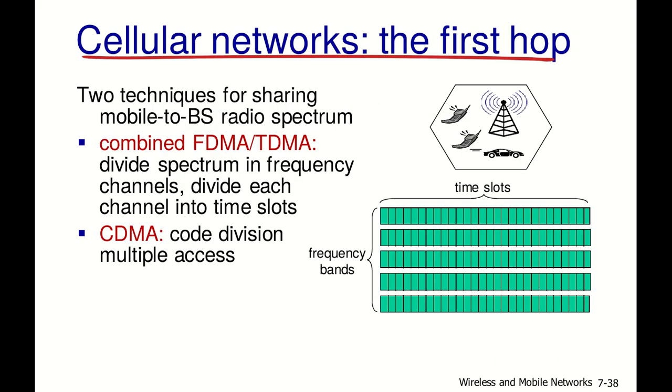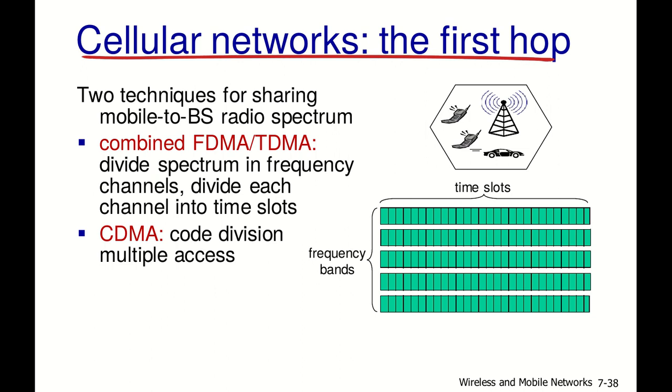Alright, the first hop is basically the air interface between the mobile terminal and the base station. There are actually many air interface technologies, but on this occasion we only talk about two. The first one is combined FDMA and TDMA, and the second one is CDMA. So basically FDMA and TDMA are the technologies that are used by the second generation GSM network.